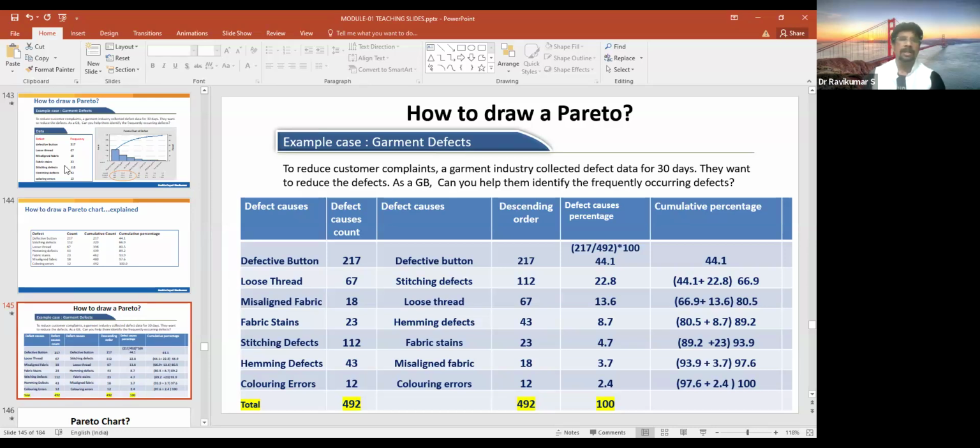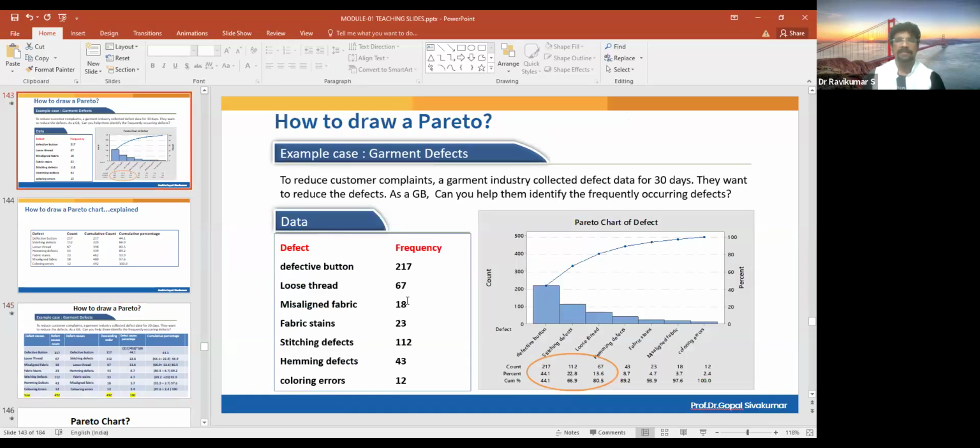Okay, so that is what Pareto is going to do. This is the data which we collected. The company is having a lot of rejections, and the rejections are probably because of the following defects which you could see on the screen: defective buttons, fabric misalignment, fabric stains, stitching defects, hemming defects, and coloring defects. Okay, and what we are going to do is develop a Pareto.